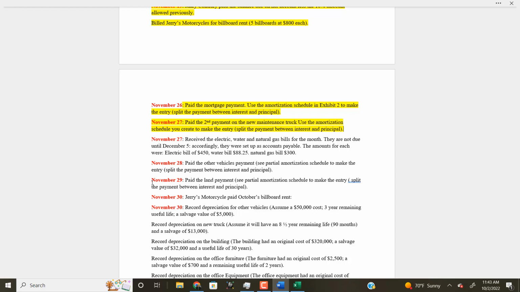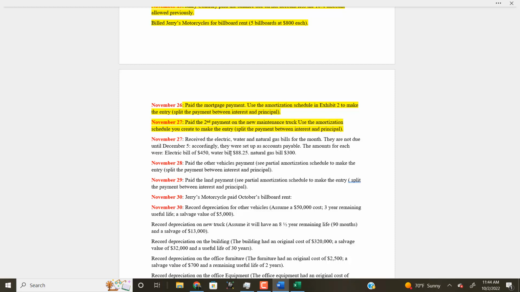All right, receive the electric, water, and natural gas bills for the month. They are not due until December the 5th, and accordingly, they were set up as accounts payable. The amounts for each were electric bill 450, water bill 88.25, and natural gas bill 300. If I add all three of those up together, and I could do them one at a time. But if you only have one utilities account, just put in utilities. If you want to do them separately, that's good too.